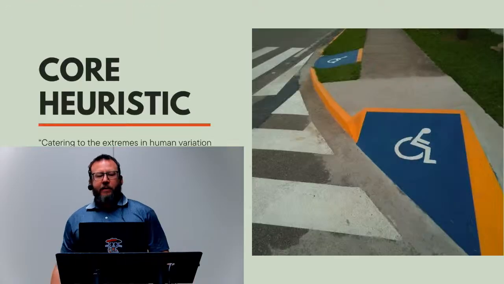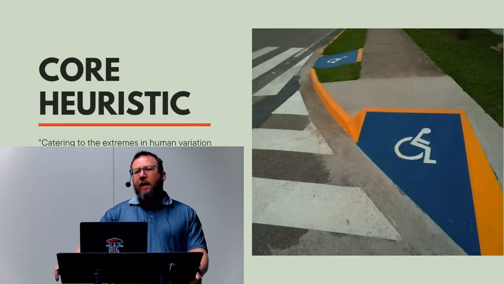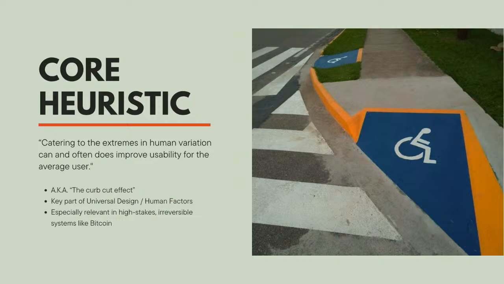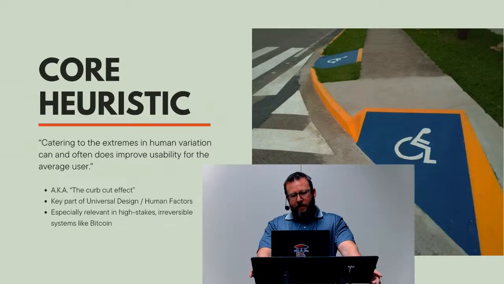All right, so we start off with this core heuristic, and this is something that I've held as a view for the last 15 years since I've been doing accessibility engineering: catering to the extremes in human variation can and often does improve usability for the average user. Now, that requires a little bit of investigation. It is a heuristic, so it's kind of an assumption. But I can tell you that over the last 15 years, that has proven out for me, in my experience.